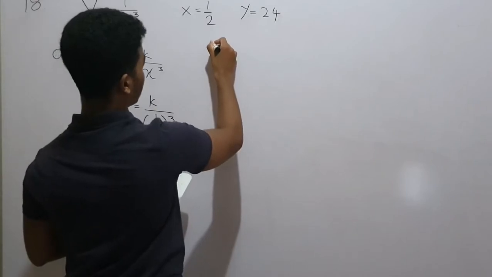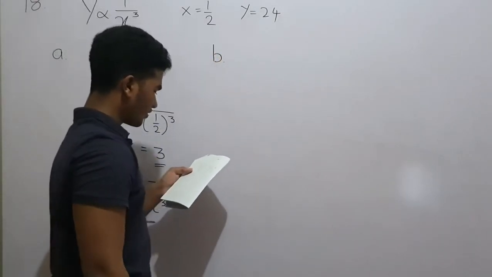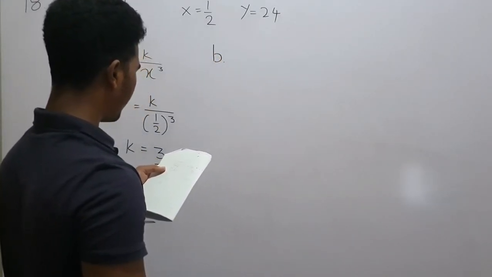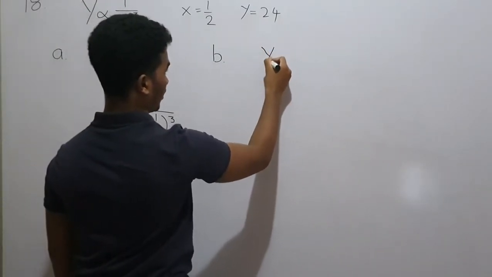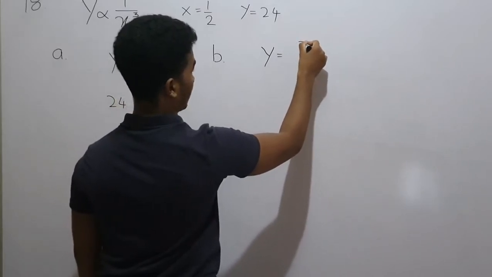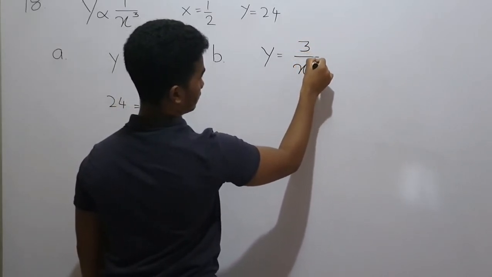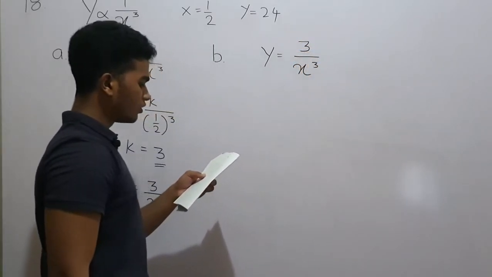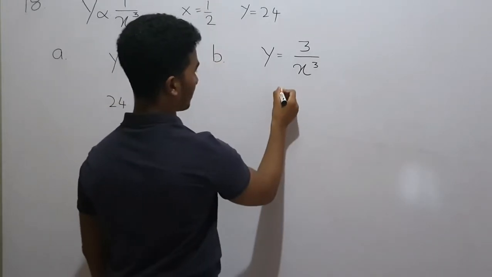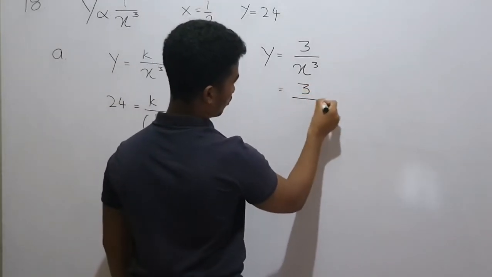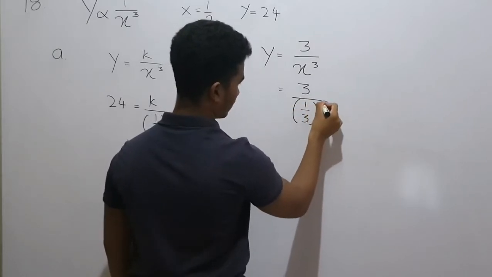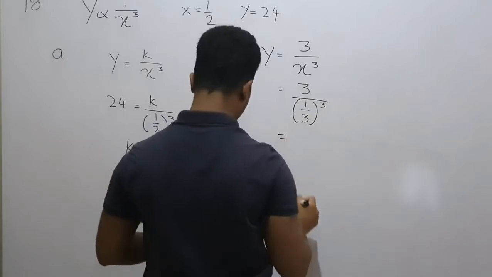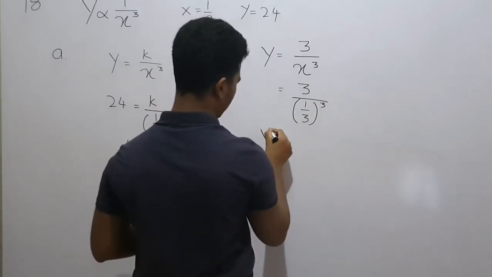So part B, find the value of y when x equals 1 over 3. Now we have an equation y equals 3 over x cube. So when x equals 1 over 3, they are asking the y value. 3 over 1 over 3 to the power 3. So when you simplify this, you are getting y as 81.